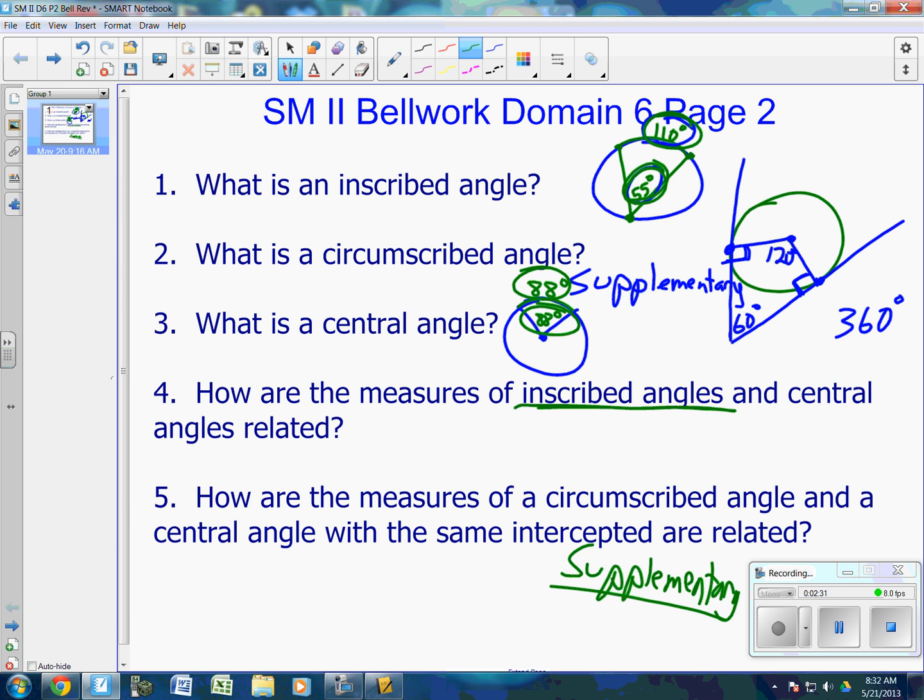How are the measures of inscribed angles and central angles related? An inscribed angle is half of an intercepted arc, whereas a central angle is the same as the intercepted arc. Yep.